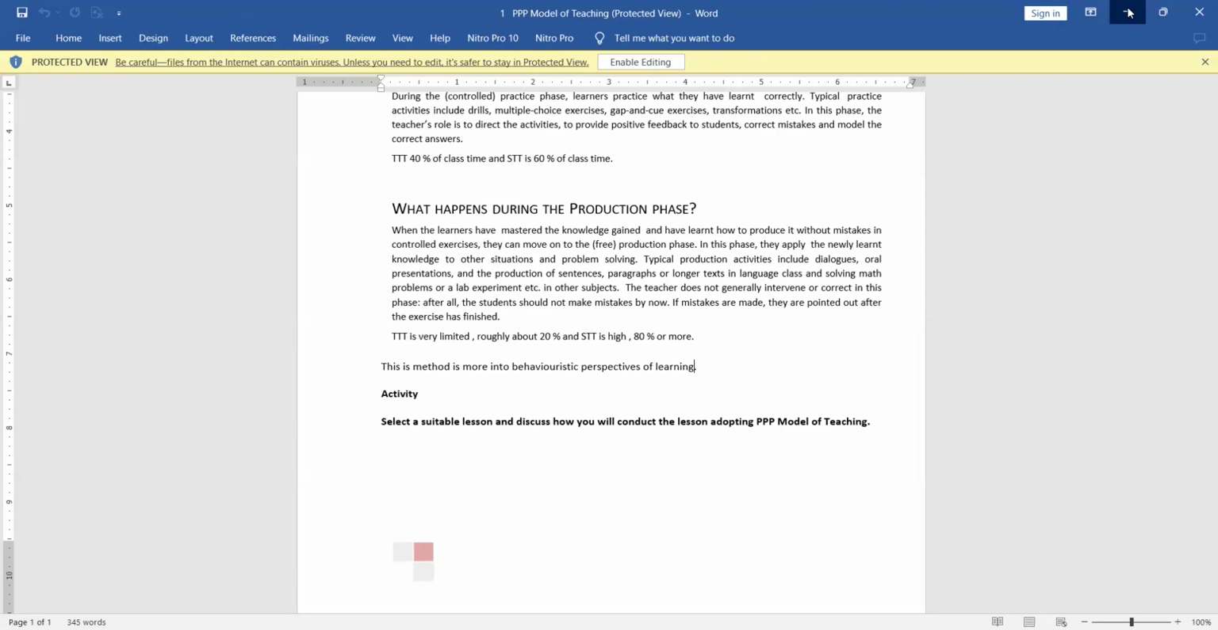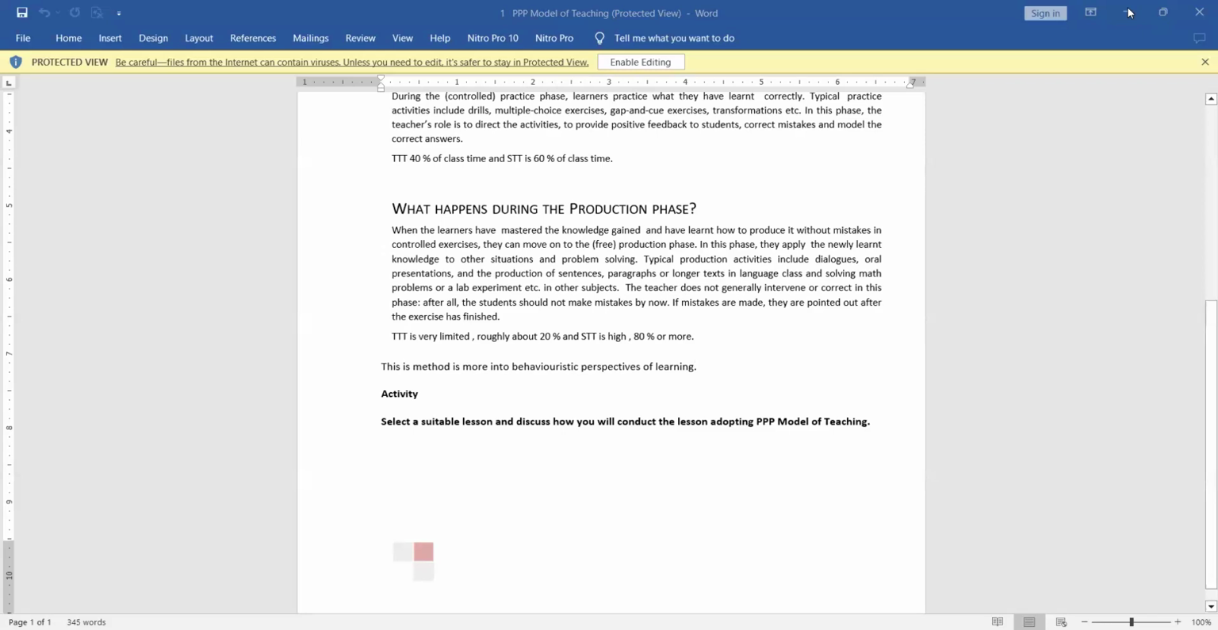what kind of activities, examples of activities: rearrangement, matching, transformation, fill in the blanks in the practice stage. But when it comes to the production stage, the students have to actually give their own answers. So that is the PPP model of teaching, grounded on behaviorism as the learning theory. So now we will have a look at the 5E model of teaching, another teaching model.